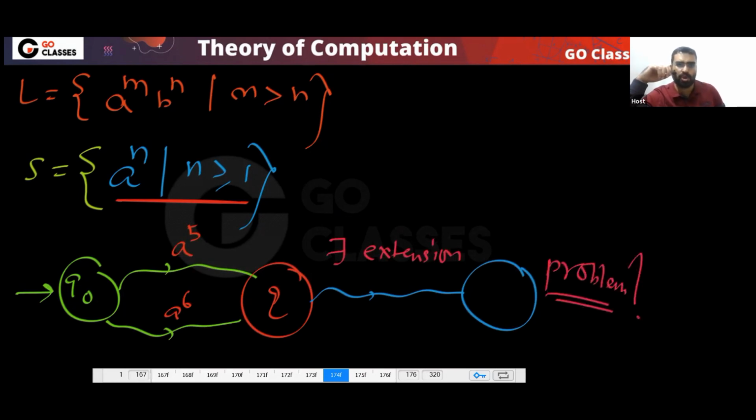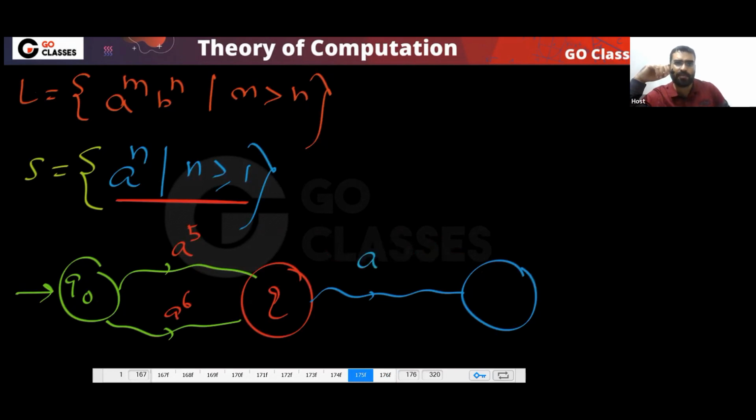So which extension is going to create a problem? You can clearly see this extension will create a problem. You can clearly see this b power 5, it will create a problem. Why will this create a problem? Because if you make it non-final, then there is a problem. What is the problem? Tell me. If you make it non-final, there is a problem. What is the problem?